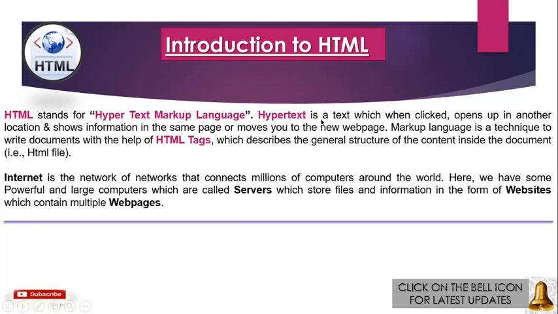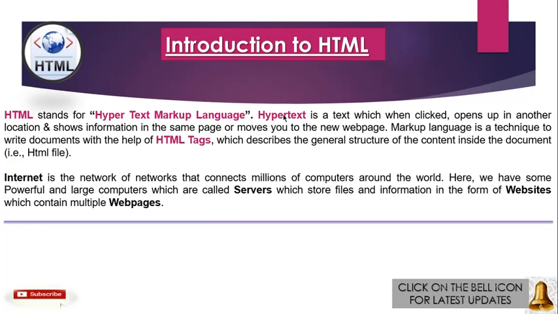Hypertext is a text which, when clicked, opens up in another location and shows information in the same page or moves you to a new web page. Hypertext is a kind of simple text only, but when you click on this text, it will open in another location or redirect you to a totally new web page, which will consist of other information inside it.